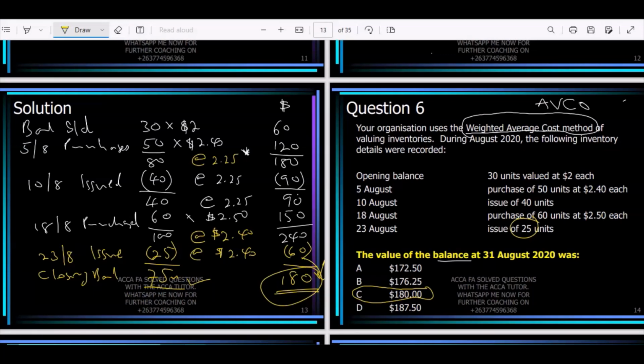Sometimes the examiner would force you to go such an extra mile to determine both the quantities and the price or the cost. You should be able to come up with those two figures as easily as possible. All right, let's go to the next question.